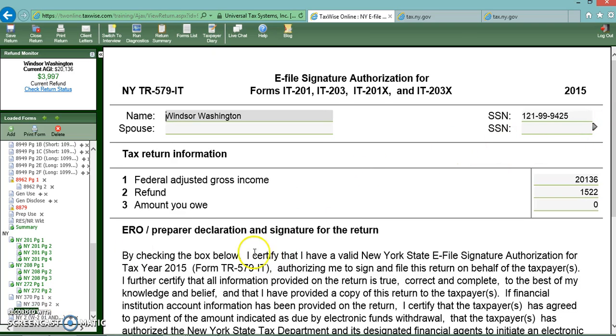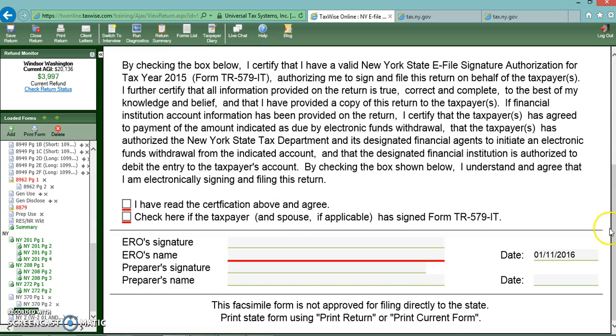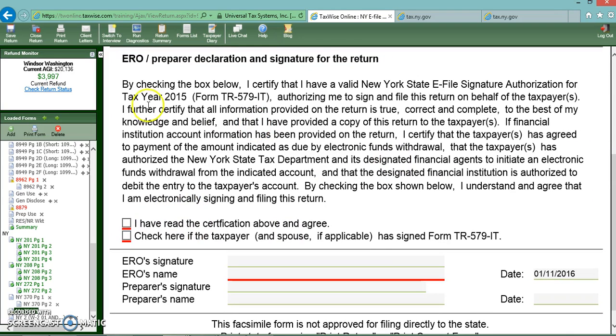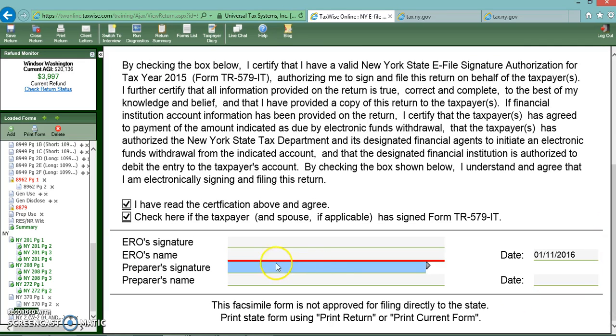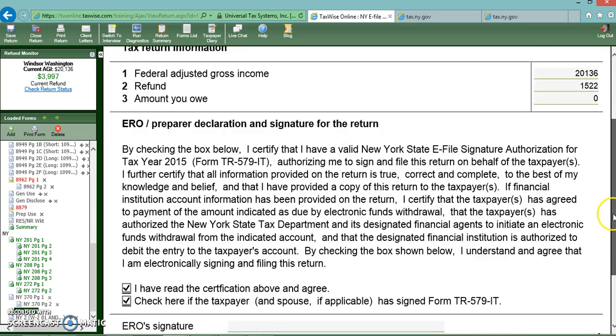Last thing is the NYTR 579. The only thing here is you basically ask the taxpayer to read this, or you could read it to them, and then checking this is the taxpayer saying, I have read the certification above and agree. Click here if the taxpayer has signed the form, and then you would do that. Again, don't worry about the EOR, and that's it. And that's the New York State return for you.